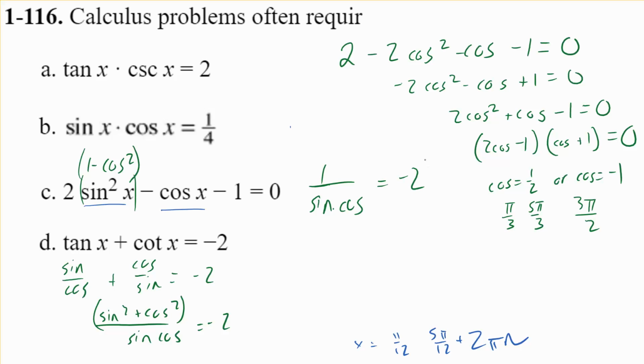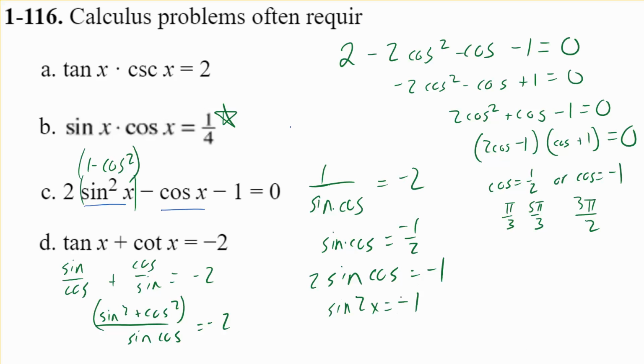Well, let's do our reciprocal, and I think it's going to end up looking a lot like this one right here, isn't it? If I do the reciprocal of both sides, I get sine cosine equals negative 1/2. And if I multiply the 2 over, I get 2 sine cosine equals negative 1. So sine 2x equals negative 1.